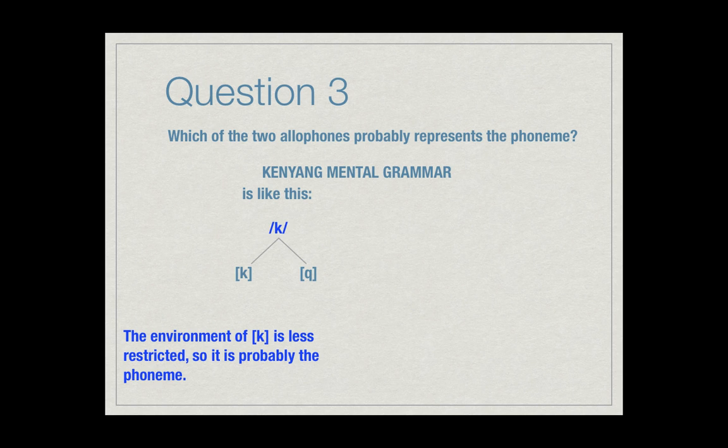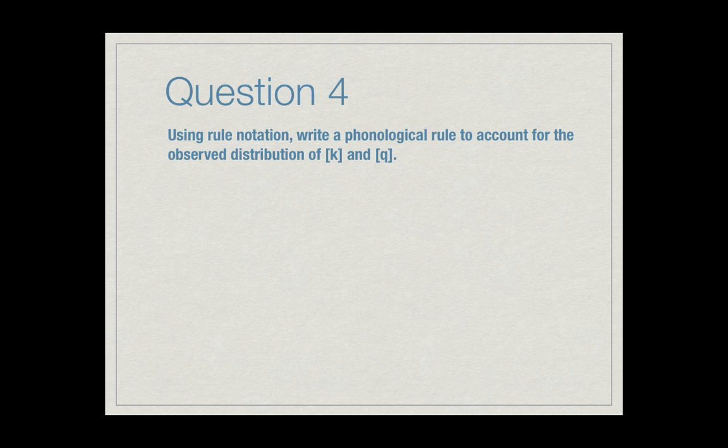The mental grammar of Kenyang speakers is therefore like this, and not like this. Question 4. Using rule notation, write a phonological rule to account for the observed distribution of k and q. Recall the template for phonological rules.